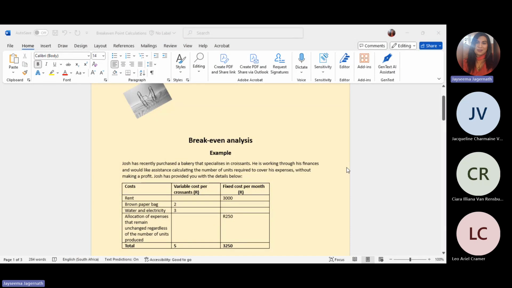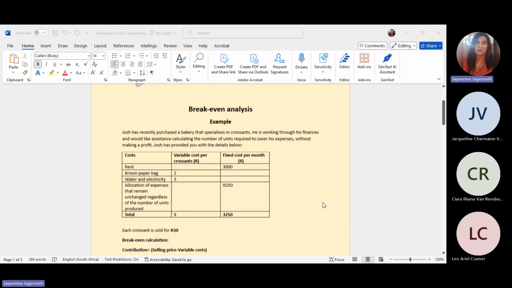Okay, so there's an example that says Josh. I think there is a Josh in the class. Sorry if you're still here. Josh has recently purchased a bakery that specializes in croissants. He's working through his finances and would like assistance calculating the number of units required to cover his expenses without making a profit. Okay, that's another way for them to ask you for break even.